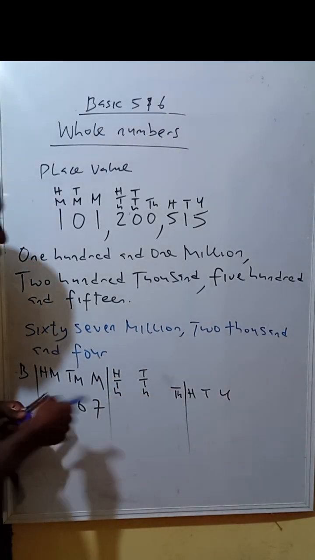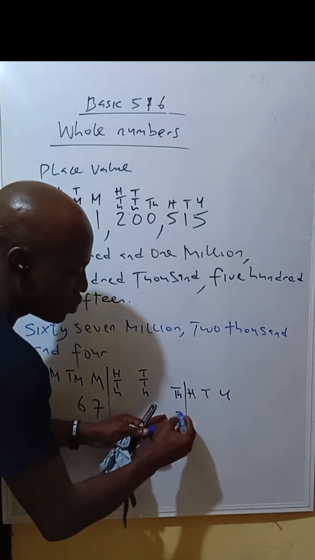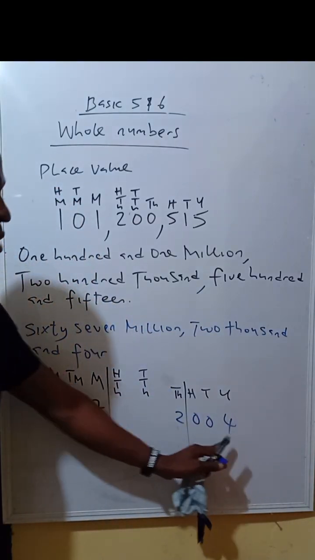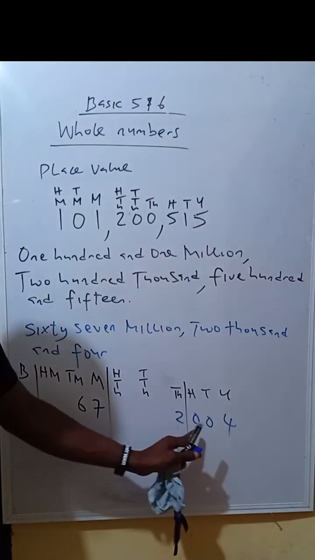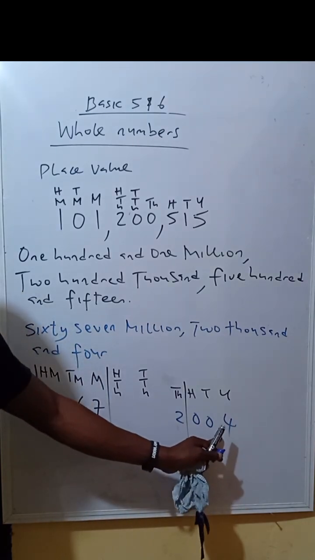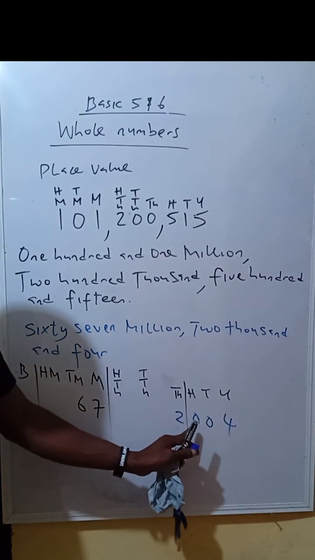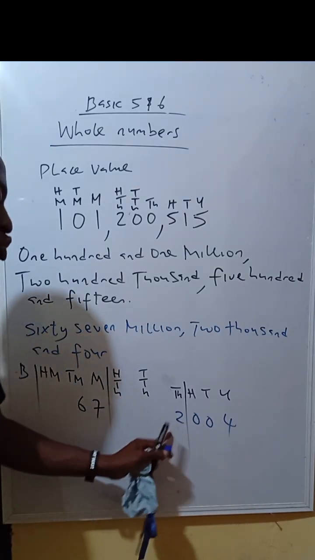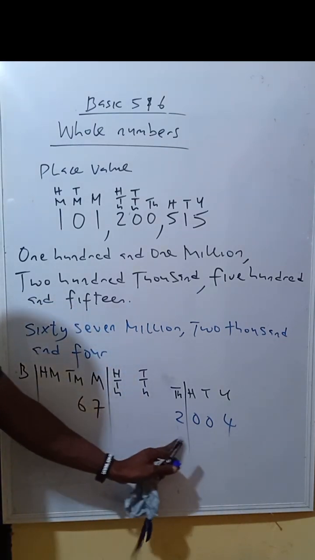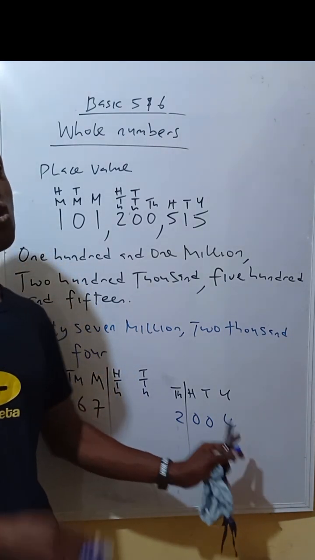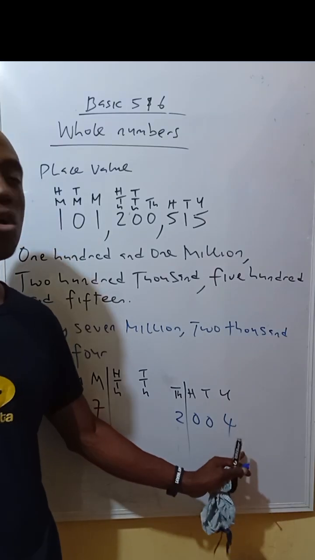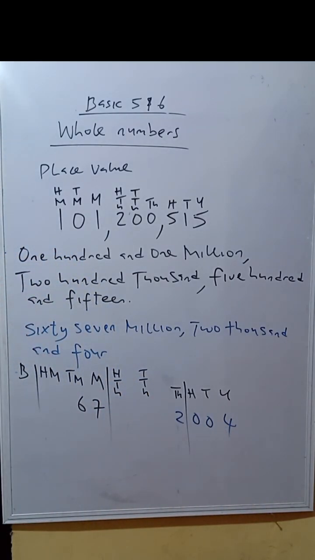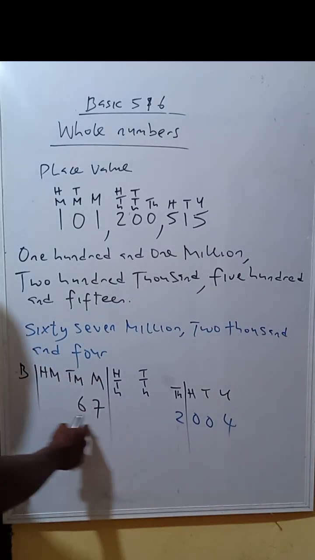So you also jump. Yeah, 2004. That's 2004 units. 4 units. 2000 and what? 4. 2004. Not 2104 or 2024 or 2030 something. It's just 2004. If it's 2000 alone, 2000. But "and 4" means that you add 4 units to it, so it will be 2000 and 4. So this is 67 million 2004.